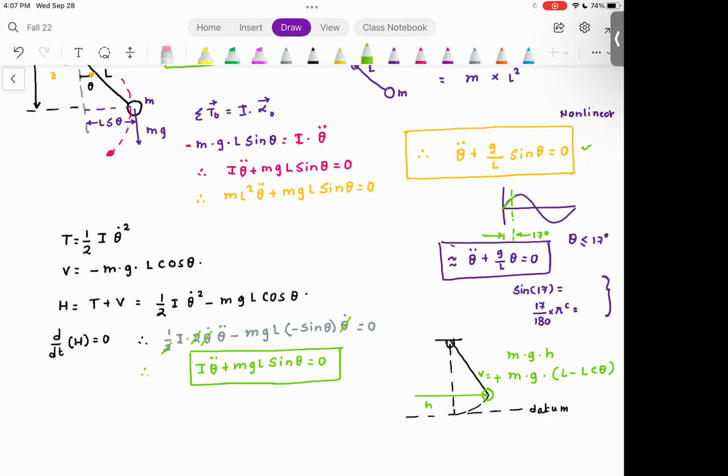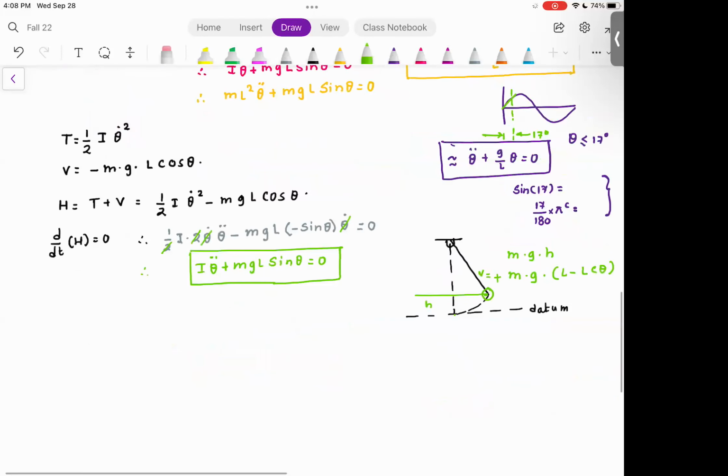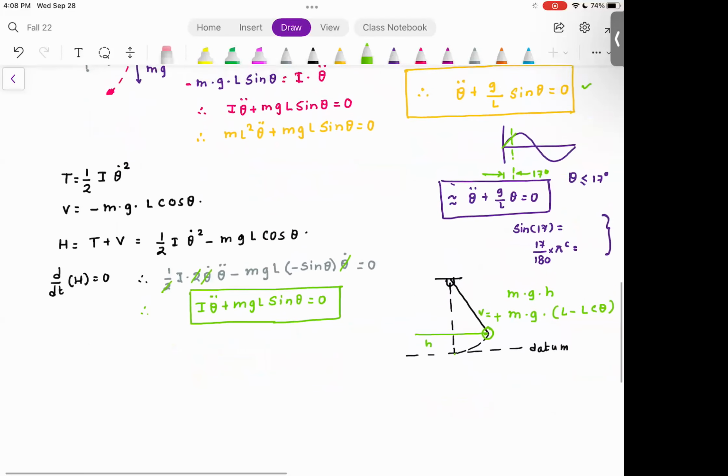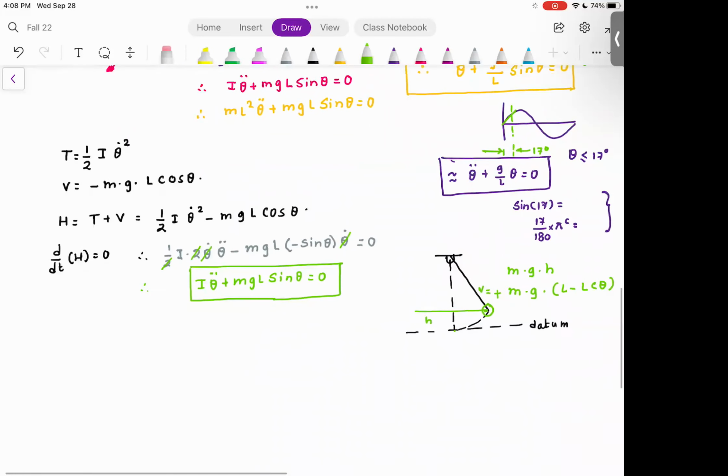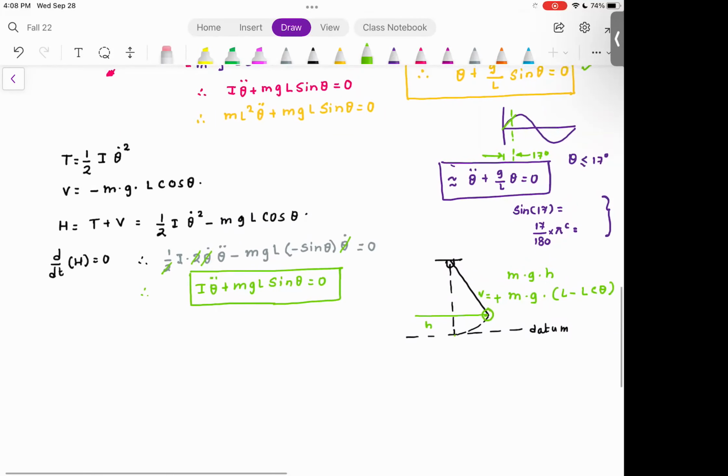So potential energy is dependent on your datum. If your datum is above the mass, potential energy is negative. If your datum is below the mass, potential energy is positive. When you have V equals negative mgL cosine theta, what's the dot cosine theta? There is no dot. Which cosine theta? This one, the H? No dot.